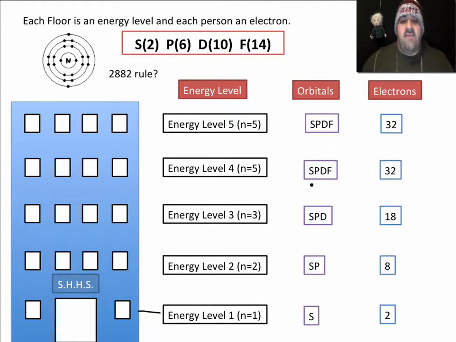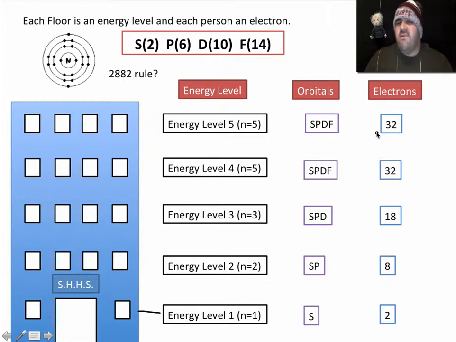And on the first floor are going to live 2 electrons. There's 2 electrons living here, 1, 2. On the second floor, we could have 8 electrons living in these 2 apartments: 2 in the S and a big family of 6 in the P. On the third floor, there's going to be 18 total electrons. And then 32, 32, 32.